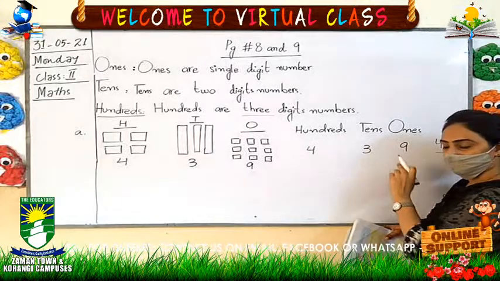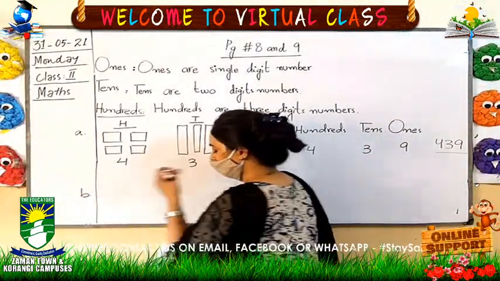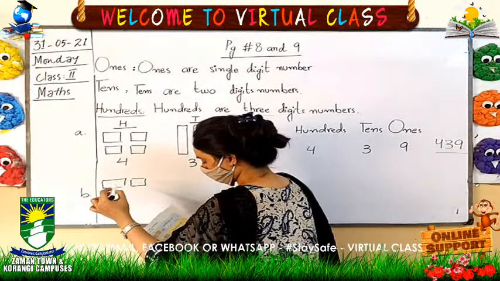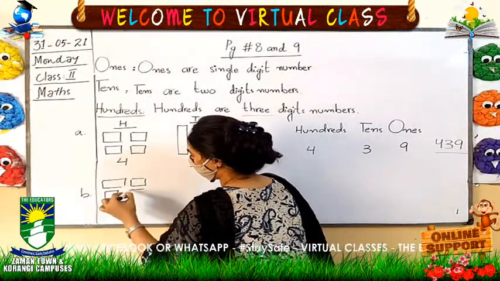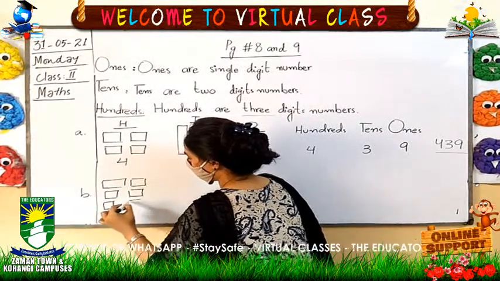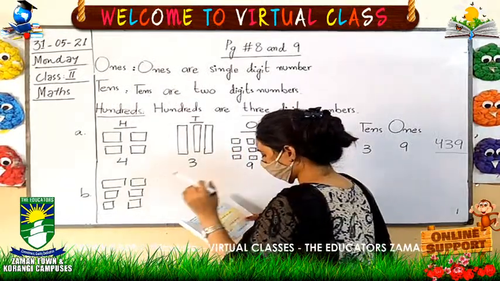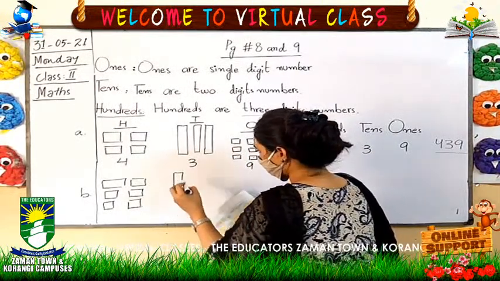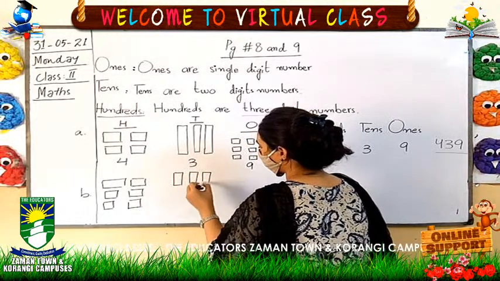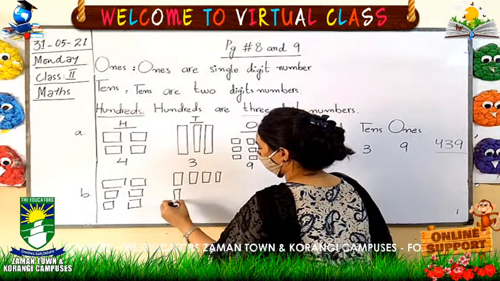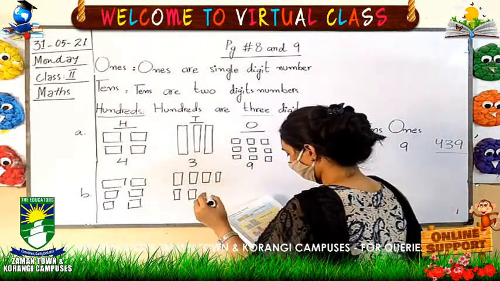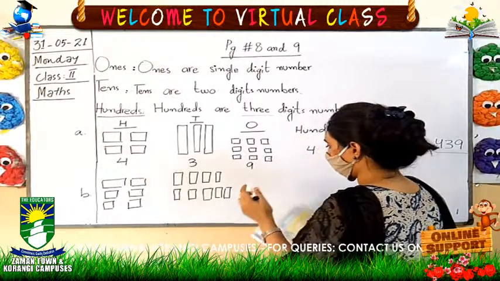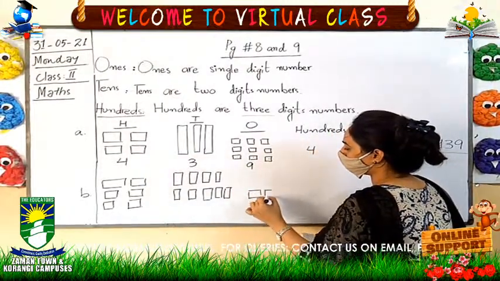Count and then write. B, I'm solving on the board. First, I will draw. Just wait. 1, 2, 3, 4, 5, 6. Now, again, I will draw the boxes for the value of tens. 1, 2, 3, 4, 5, 6, 7, 8, 9. Now in the last, draw 3 boxes for the value of ones.